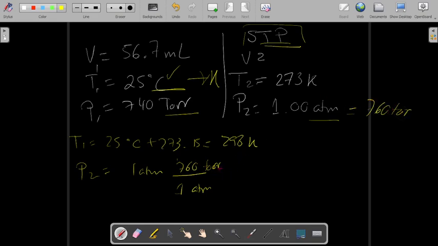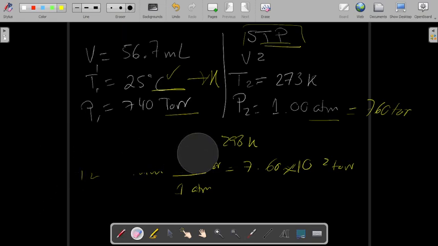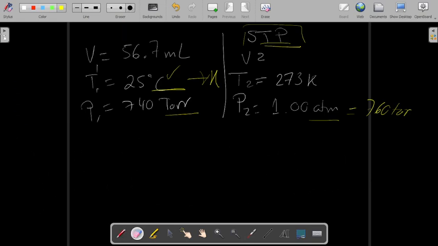Or you can just directly say, oh, this is 760 torr. Okay, but you also can use the factor label method to change it, which is 7.60 times 10 to the 2 torr. Okay, so I'm going to erase the yellow because we just calculated units in the correct unit form. I'm going to put down our formula for an ideal gas.